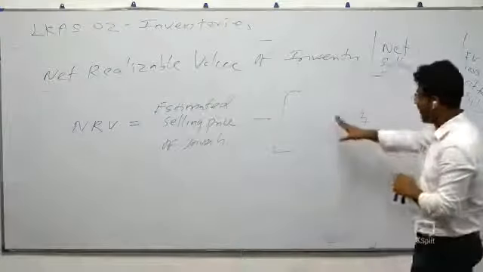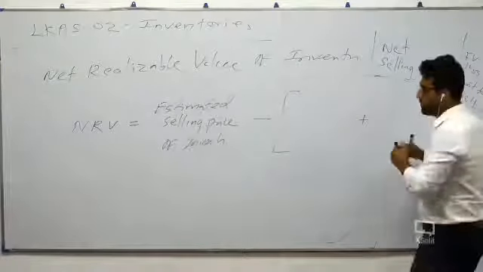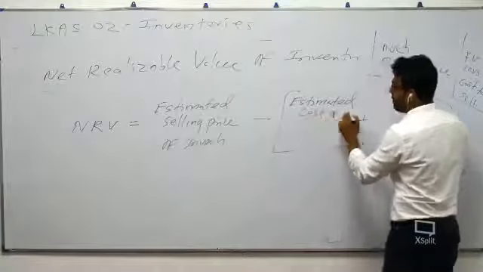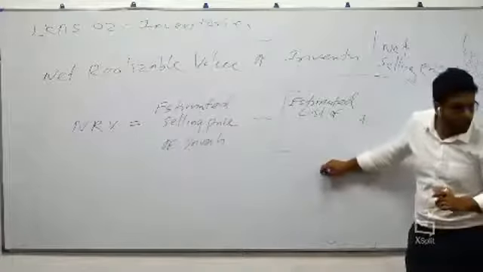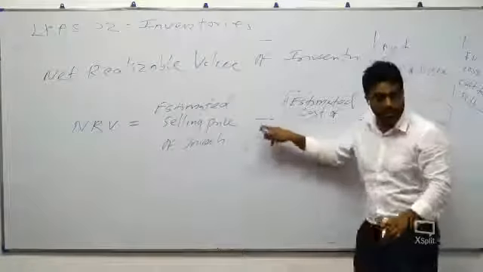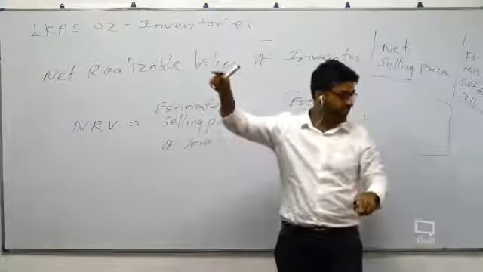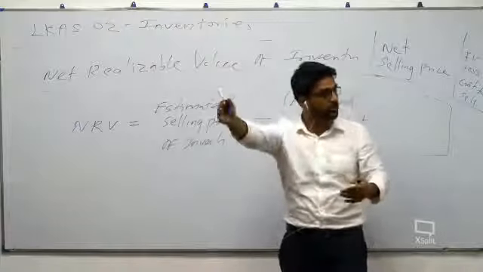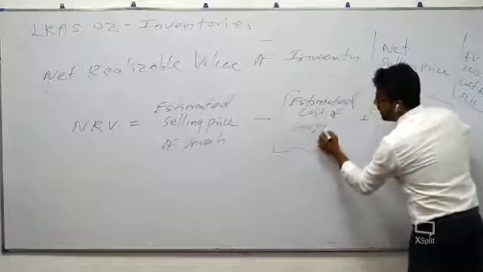Two things you need to minus. One is estimated cost of completion. Estimated means past cost or future cost? Everyone, past or future cost? Future cost. Remember, past cost you never add it. Past cost you never include here because past cost is included in the cost of inventory. Any past, already incurred cost is included in the cost of inventory. This is estimated cost of completion of inventory.